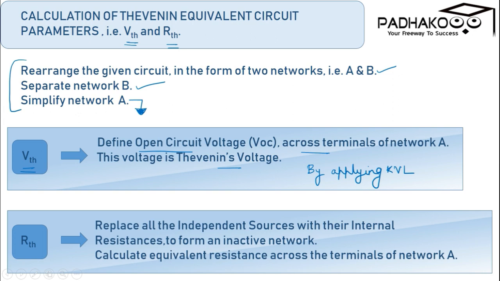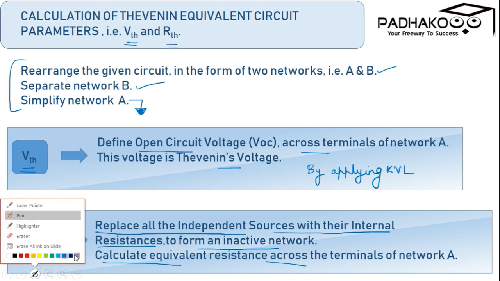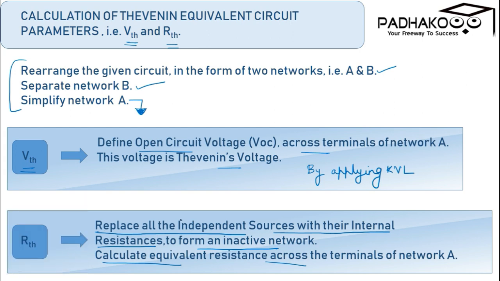And to calculate the value of RTH, that is Thevenin resistance, we have to replace all the independent sources with their internal resistances to form an inactive network, and calculate the equivalent resistance across the terminal of network A. Okay, this whole thing is okay, but what is meant by this statement? Replace all the independent sources with their internal resistances.